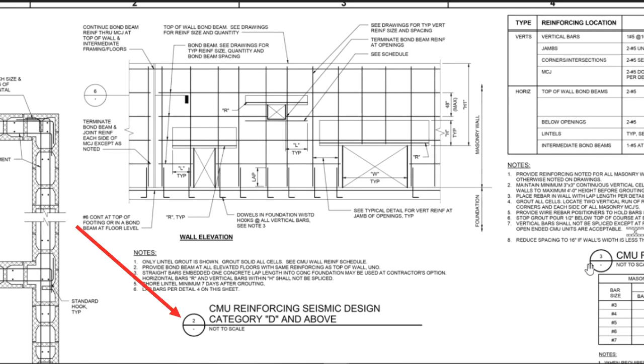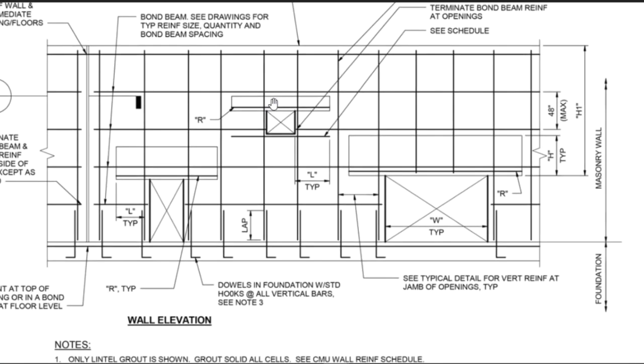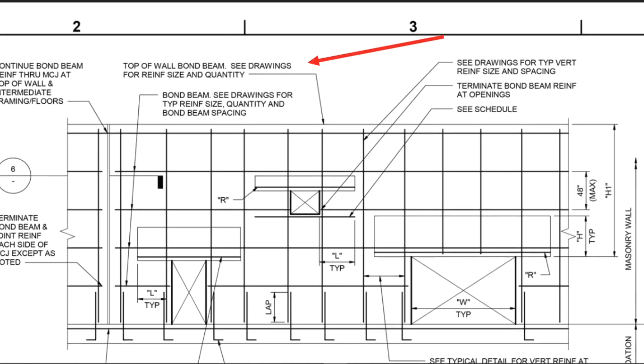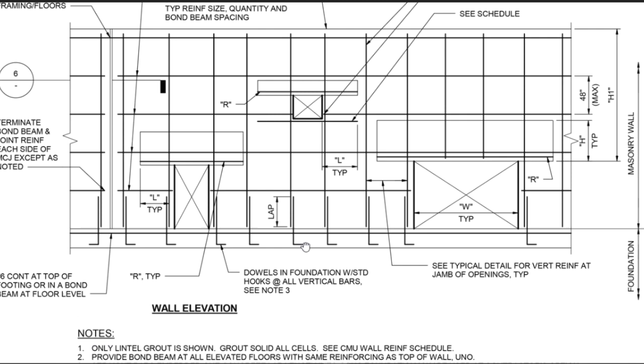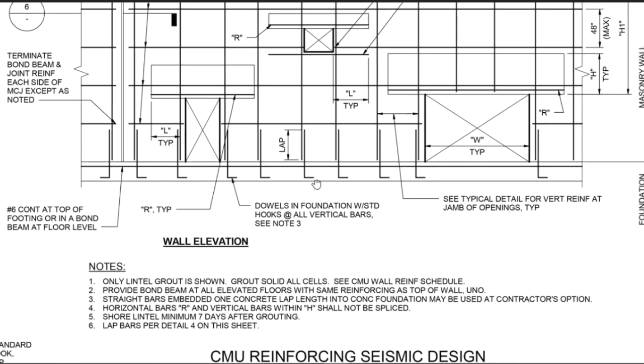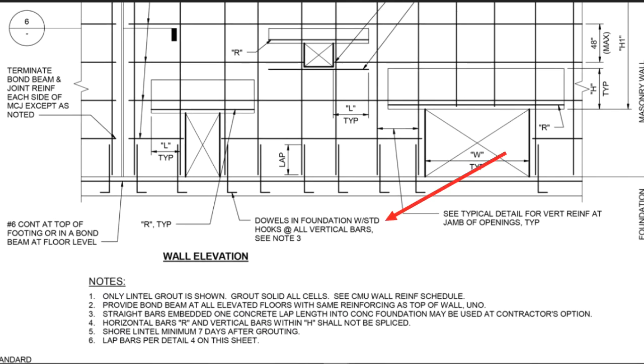Detail 2 depicts CMU vertical and horizontal reinforcing, wall elevation, bond beam location. Horizontal rebar spacing shall be 48 inches maximum. Dowels and foundation shall be straight bars embedded with 1 lap length into concrete foundation at contractor's option, as per Note 3. Always read notes, there's a lot of information that helps during placement and inspection.